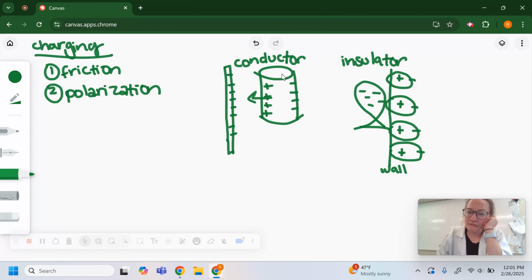This is very, very similar to what happens in a conductor. The only difference between polarization in a conductor and polarization in an insulator is that in a conductor, the electrons can run all the way to the side of the object, and in an insulator, they can only run onto the other side of the atom.